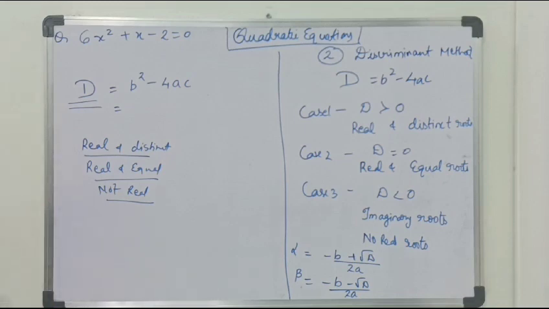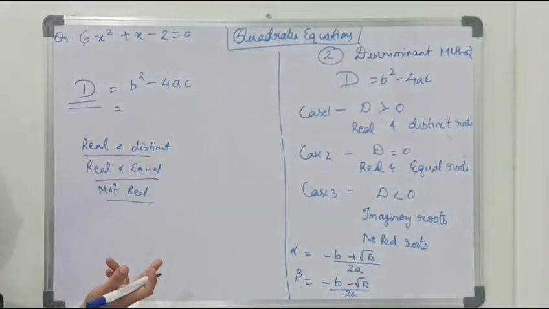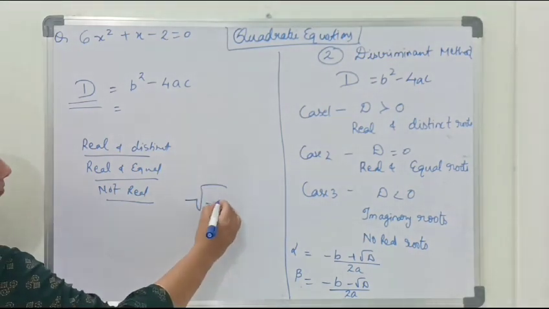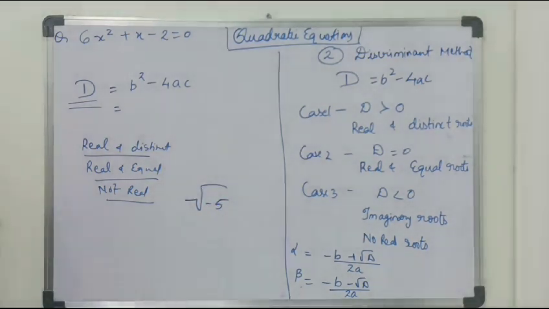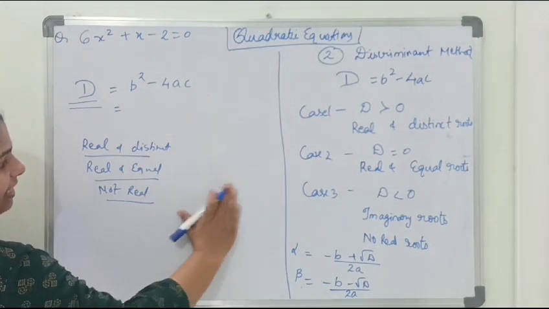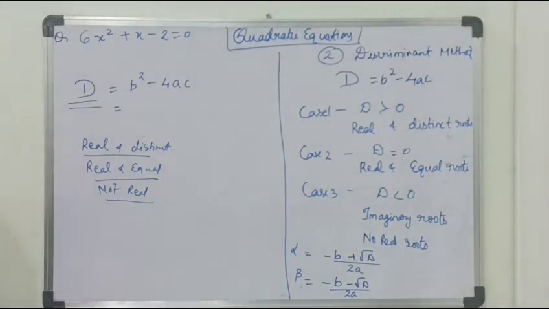Any number which can be plotted on a number line, negative, positive, under root, decimal, any number is called a real number. And any number which cannot be plotted on a number line, or any number which has a square root of negative values, is called an imaginary number or not a real number. So on finding d, we will be getting the nature of the roots. So how to find d?